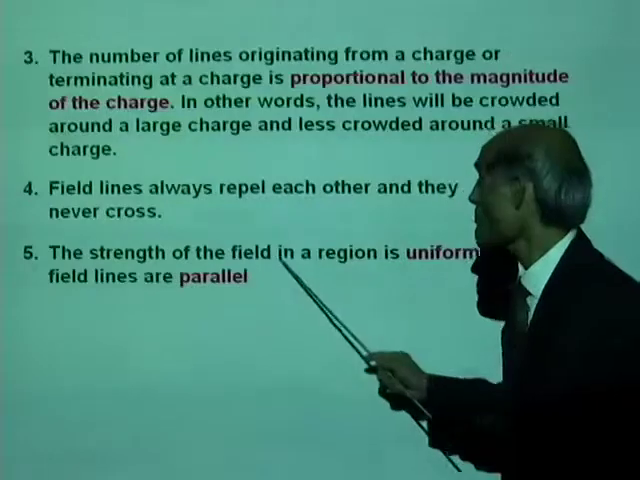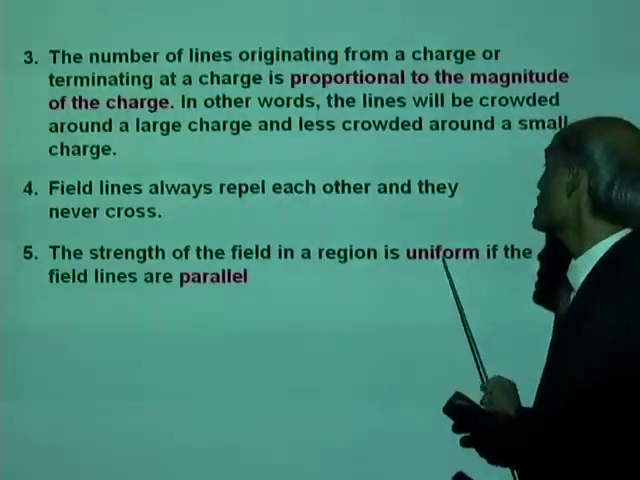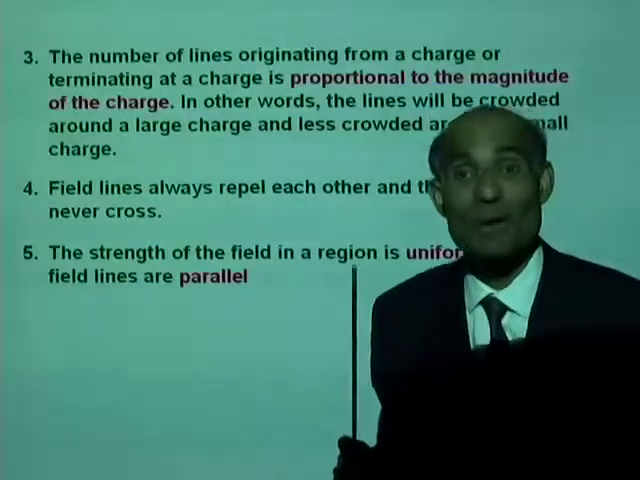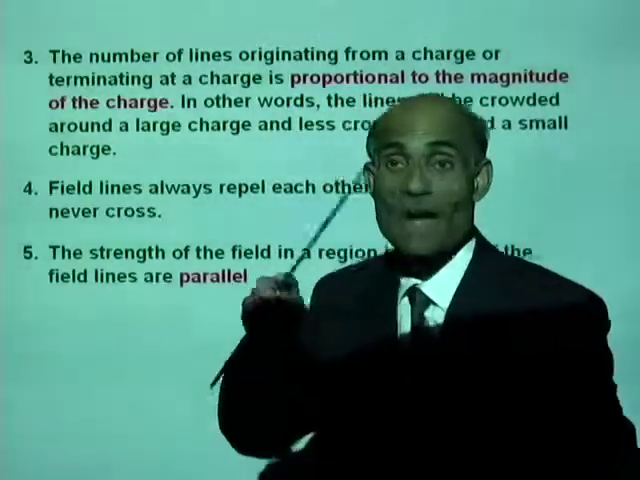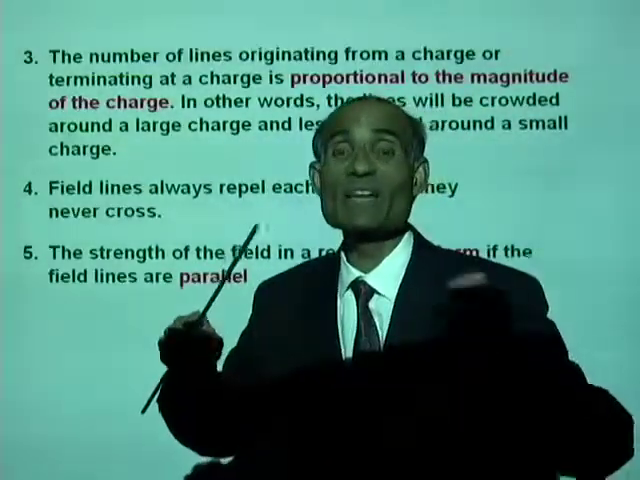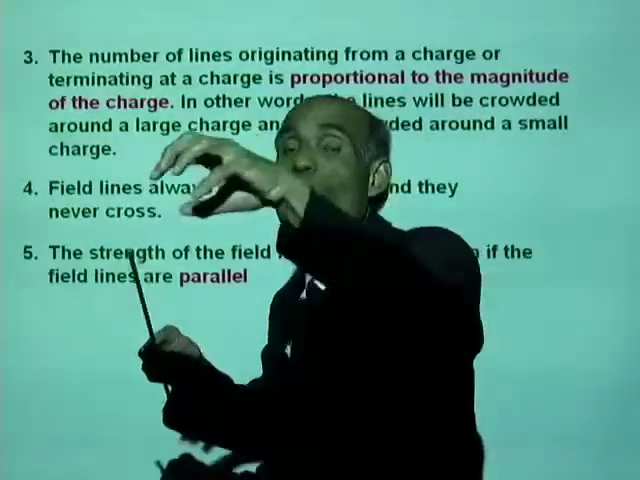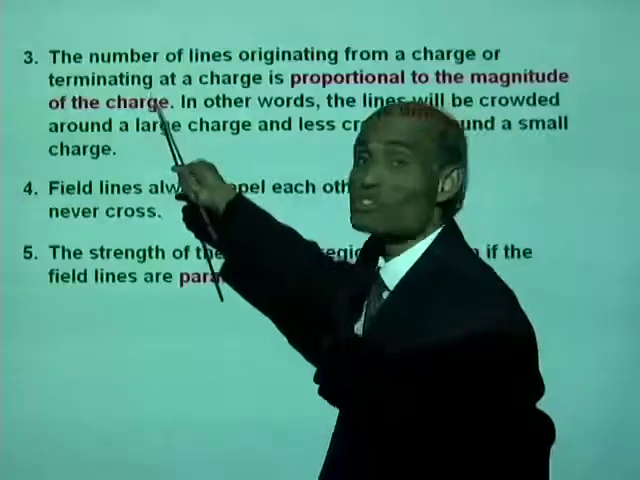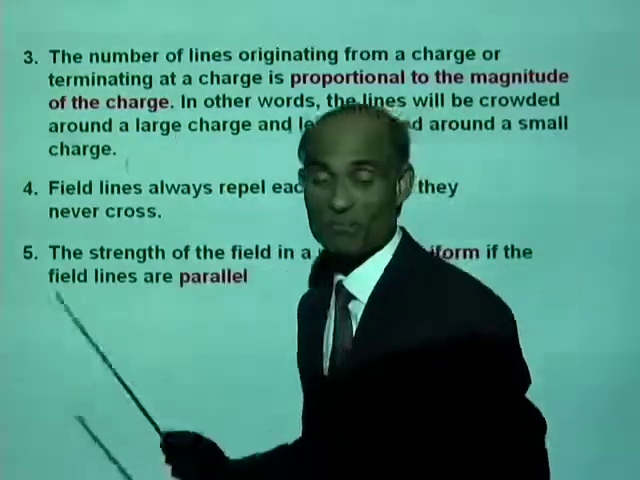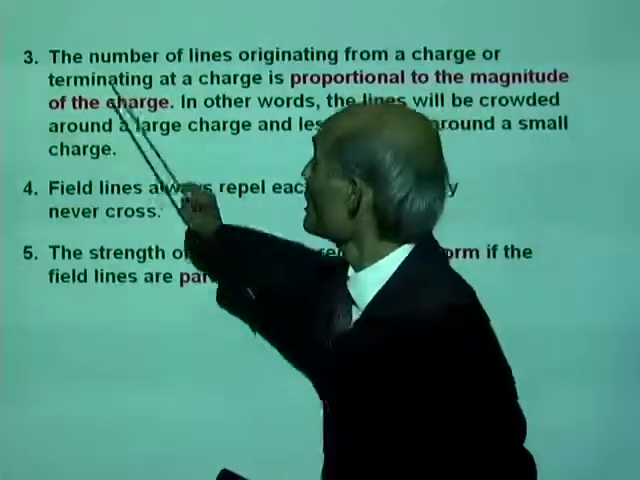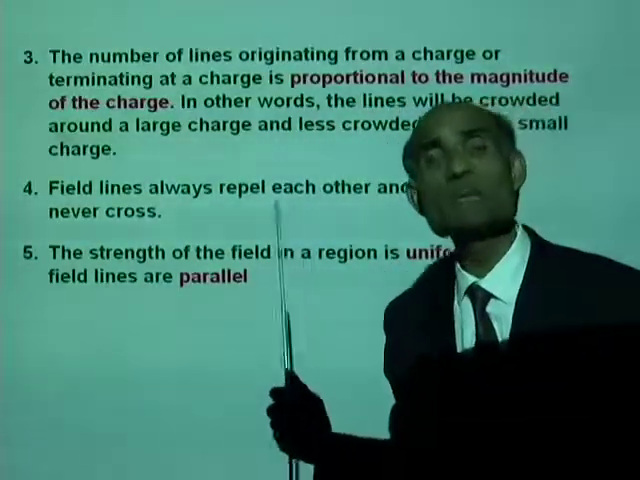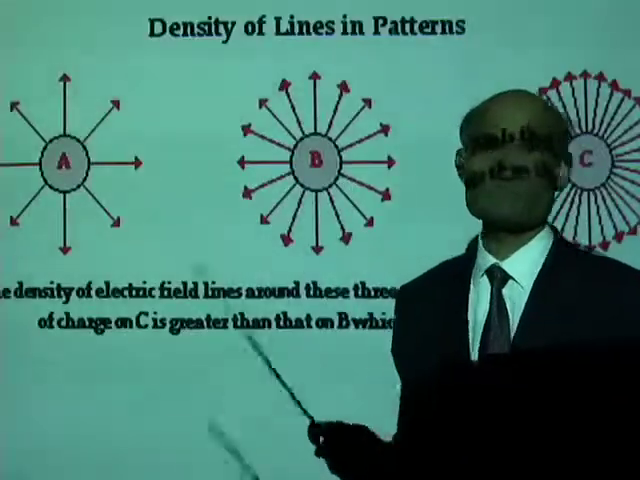The strength of the field in a region is uniform if the field lines are parallel. Now, parallel field lines indicate that the strength of the field all over is the same. But that is understandable from property number 3. So go through these properties and make sure that you understand the meaning of these.